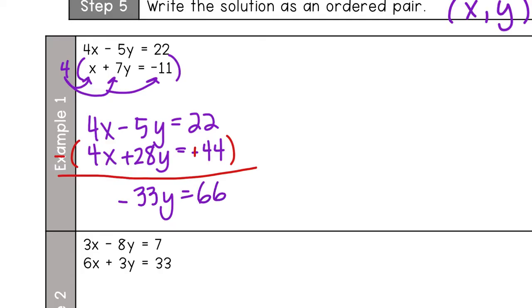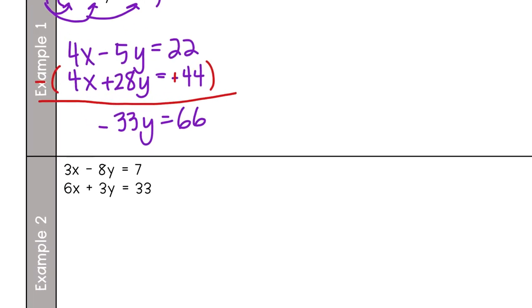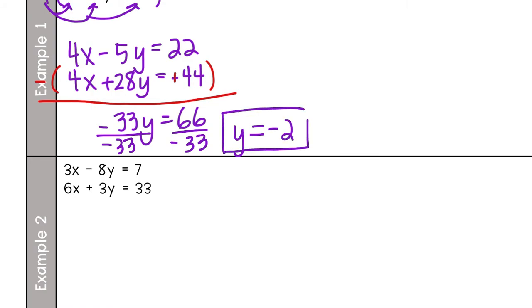66. But I'm still not done solving for y. I have one more step. I need to divide by negative 33. Which will give me y equals, what is 66 divided by negative 33? That's going to give us negative 2. So here's my y value.